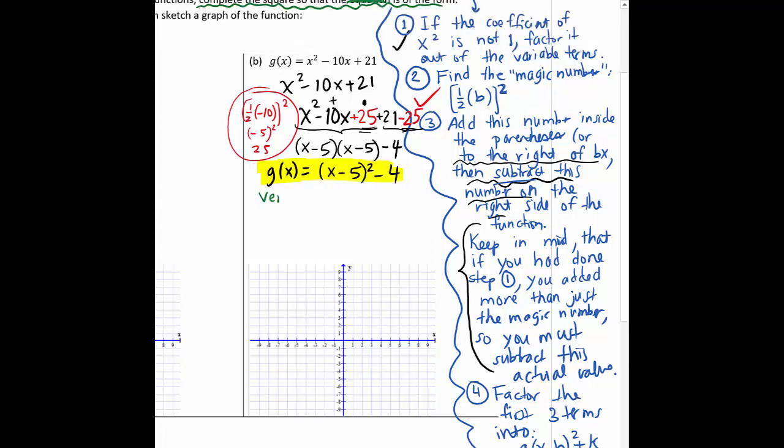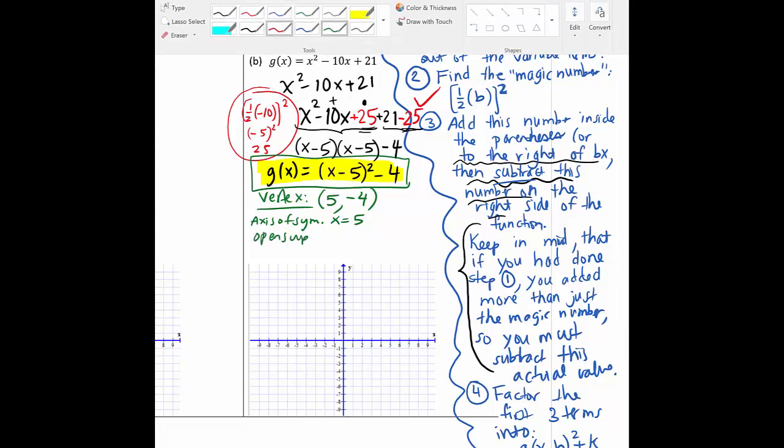I'm going to go to the vertex. The previous section said, okay, the vertex is, remember h is the number inside the parentheses with x, but you change the sign, so it'll be positive 5, and then k is the number at the end, adding or subtracting, and you don't change the sign. So there's 5, negative 4, and then the axis of symmetry, that's the line x equals the x value of the vertex. Since there's a positive number in front of the parentheses there, I'm going to say it's opening upward.